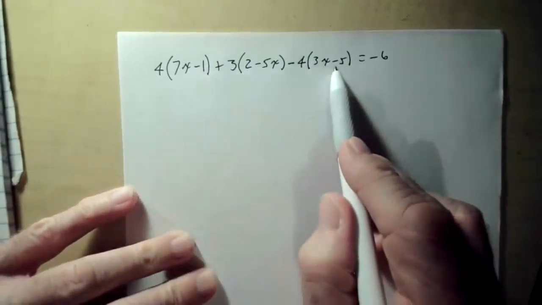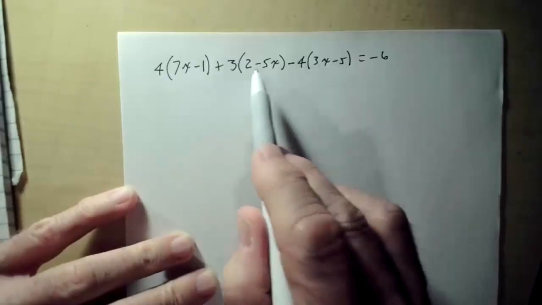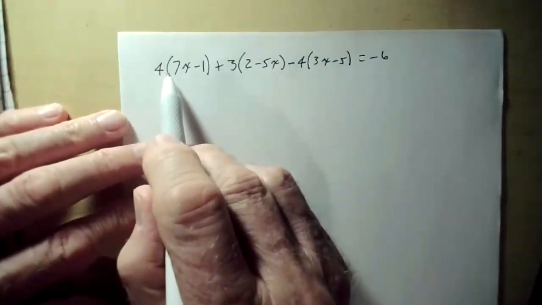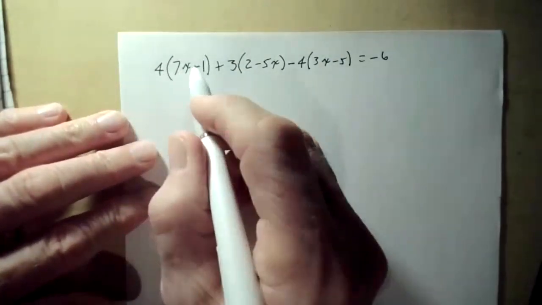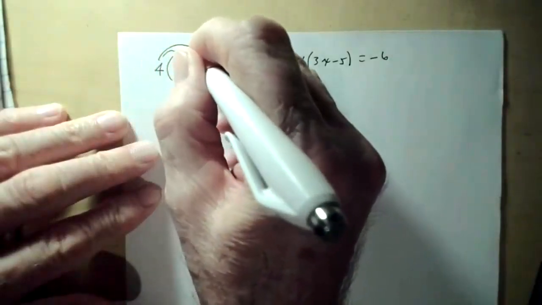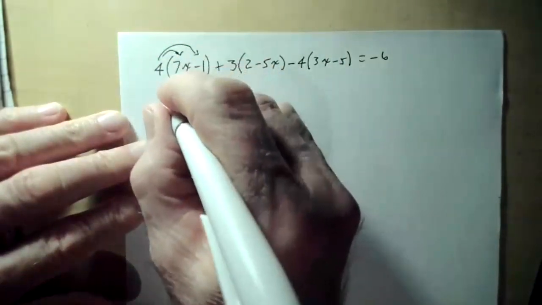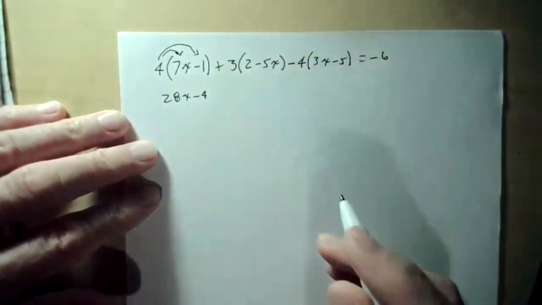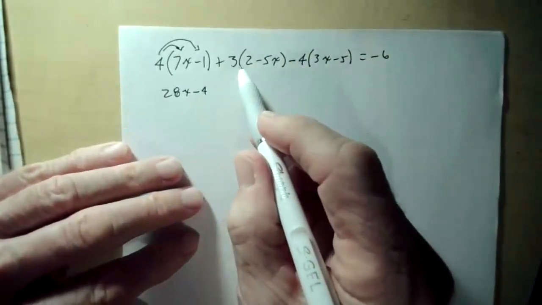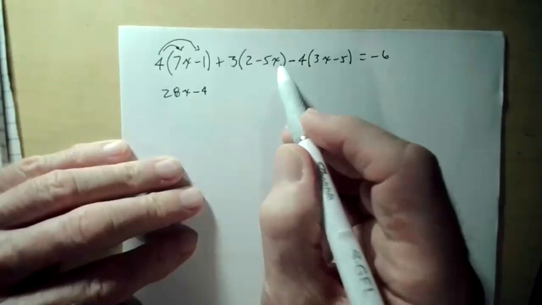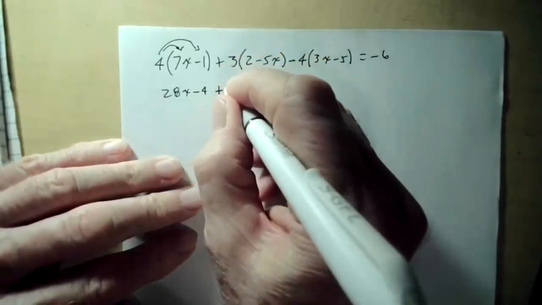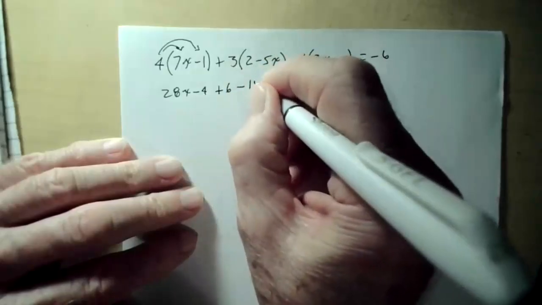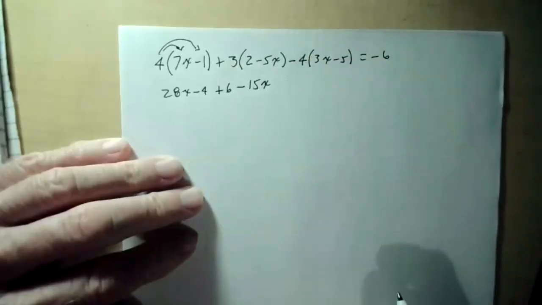But no, it's really very simple. First, we look inside the parentheses. Is there anything to do in there? Any like terms? No. So now we do the distributive property of multiplication. First we're going to multiply 4 times everything in here. 4 times 7x is 28x minus 4. And we do the same thing here. 3 times everything inside the parentheses plus 6. We have a positive times a negative is a negative.